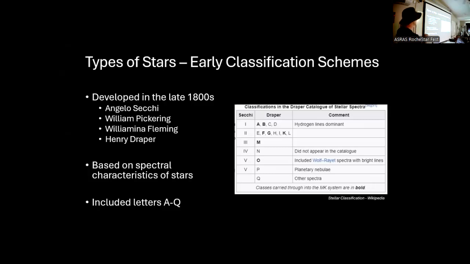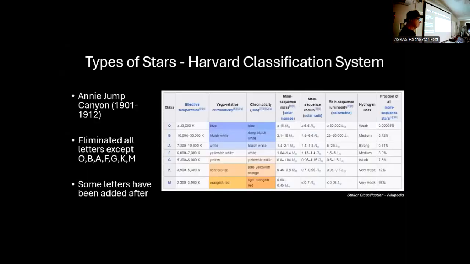Some of the famous names are in here in the late 1800s, early 1900s, and they were based on the spectral characteristics of stars. And then again, they included stars A through Q. Annie Jump Cannon significantly improved this whole thing in the early 1900s by throwing out all the letters except for these. And she organized this table. This became the Harvard classification, which, except for one step, is our current method of understanding it. There are a couple letters that have been added after, but we're going to ignore those.